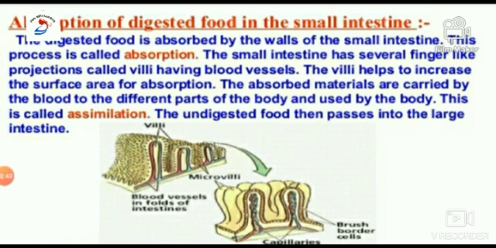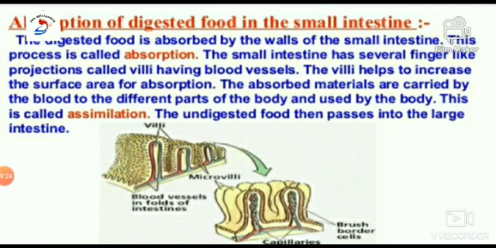So, absorption of digested food in the small intestine. The digested food is absorbed by the walls of the small intestine. This process is called absorption. In the small intestine, you can see in this picture several finger-like projections called villi, having blood vessels. What is the function of villi? The villi help to increase the surface area for absorption, which is a very important question.